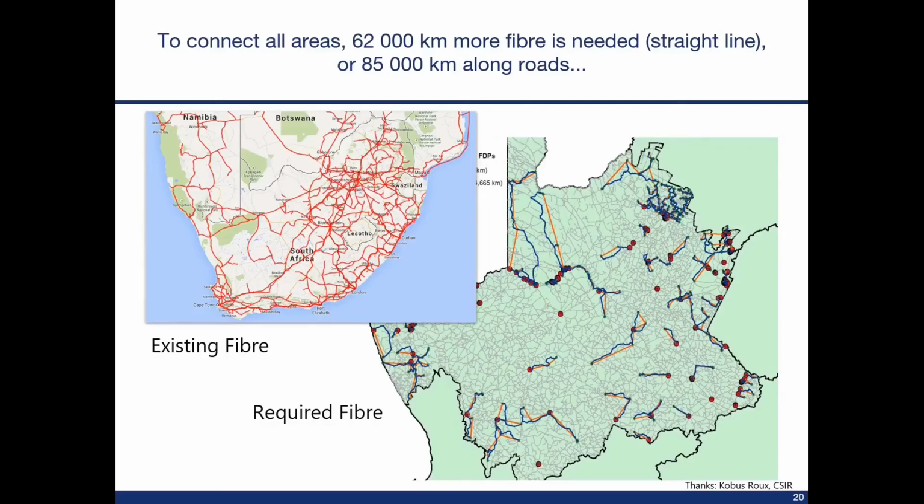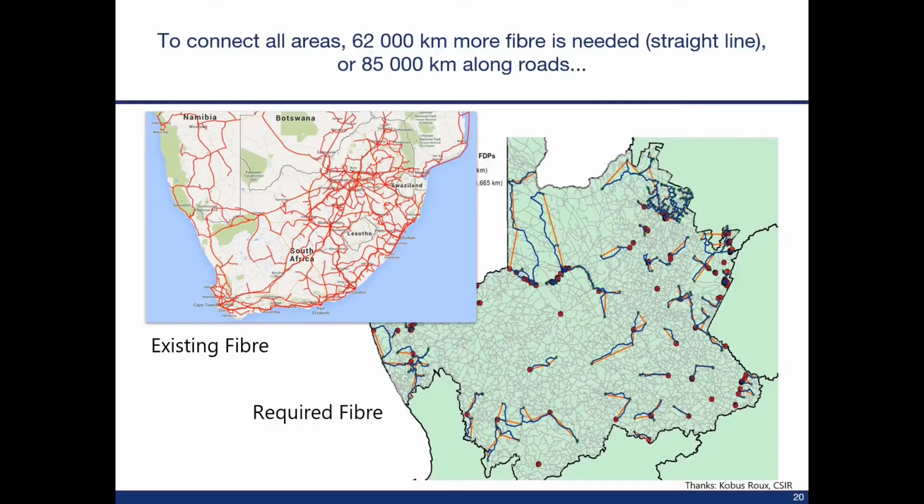To get all the so-called anchor sites in the country connected to existing infrastructure, in other words, to connect schools, clinics, and police stations in unconnected areas, it would take another 62,000 kilometers of fiber, and that is if the fiber is laid in a straight line. This isn't typical, and if the fiber were to be laid along roads, it would take about 85,000 kilometers. This is a lot of fiber, and South Africa is already relatively well connected.